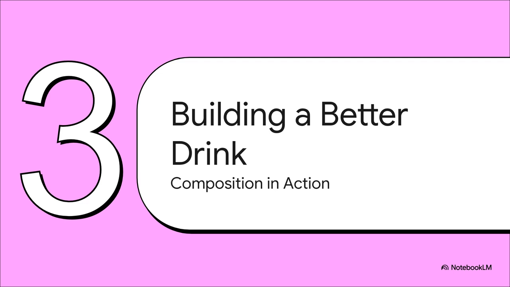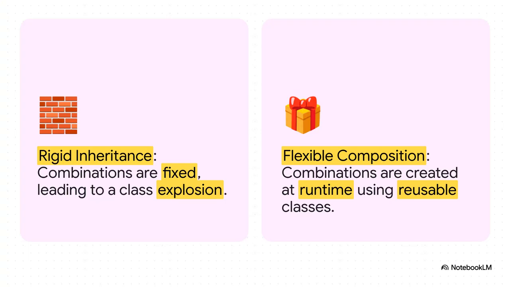Time for section 3, building a better drink. Okay, this slide right here, this is the big aha moment. Seriously. On the left, you see the old way, that rigid, messy inheritance chain. But on the right, that's the magic. That's flexible composition. Instead of 1,000 classes, now Emma just needs a few simple reusable decorators. And the best part, she can mix and match them on the fly at runtime to create any drink imaginable.